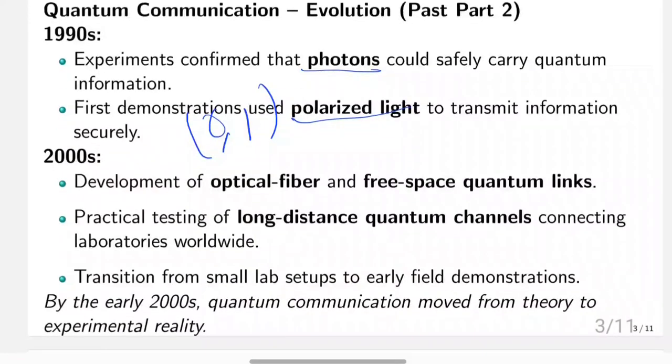Then in the 2000s, things got more practical. We got optical fiber and free space quantum links. That means light could travel through cables or even through open air to connect distant labs. So quantum communication moved from just theory to real experiment, from the 1970s to the 2000s. Things have changed.